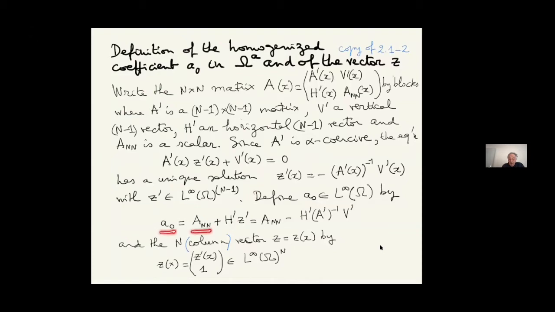S0 is equal to ANN, the last coefficient, plus H prime zeta prime, the horizontal vector times the vertical vector zeta prime, which is nothing but, due to this formula, ANN minus H prime A prime to the power minus 1 V prime. And so we complete the Z prime vector, which is a vector in L infinity of omega to the power n minus 1. We complete this vector by 1 at the last place, and we get a vector zeta, which is in L infinity of omega to the power n.